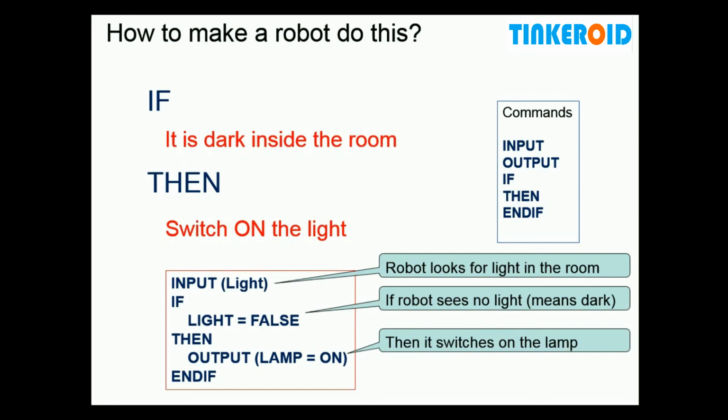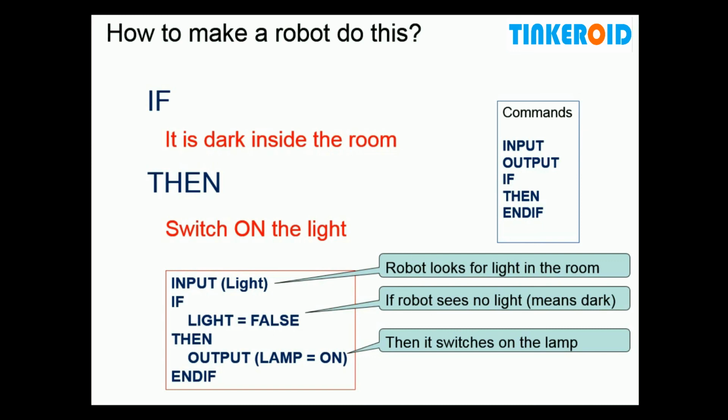That's all. We are not saying anything about the else part. That's it. It's very simple. If there is darkness, then switch on the light. This can be done using these commands. We will move forward.